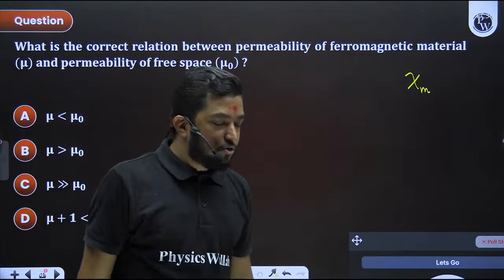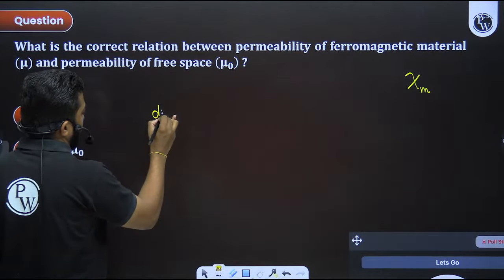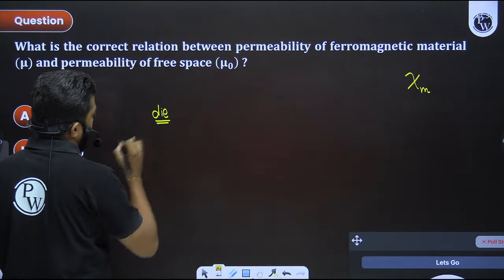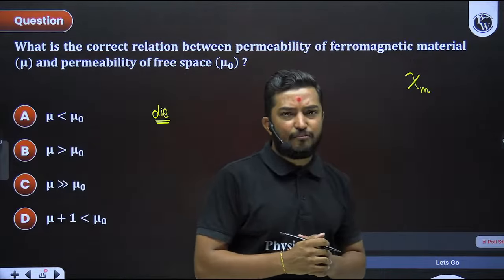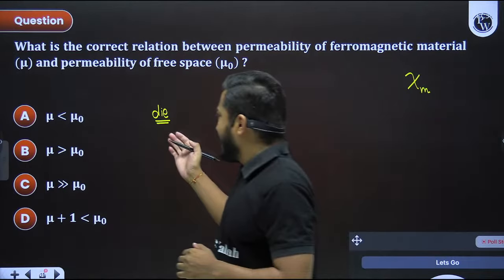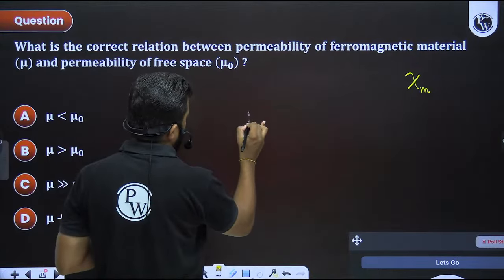Yes, perfect. So start with the initial concept. One type of element is dielectric. For magnetism, we can say one is diamagnetic. The other is paramagnetic.